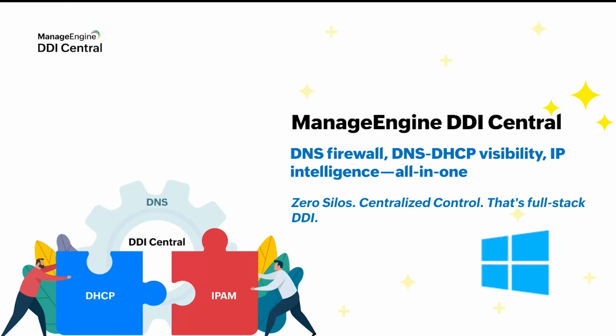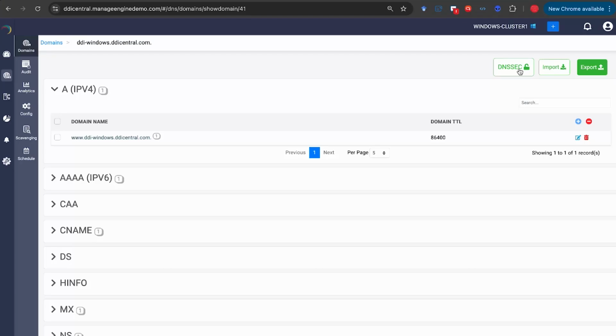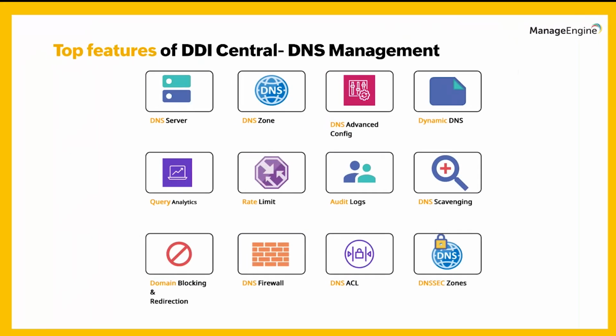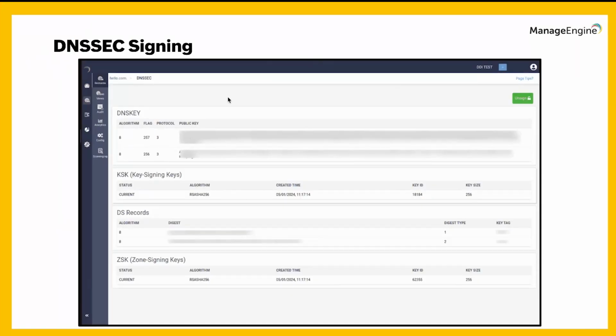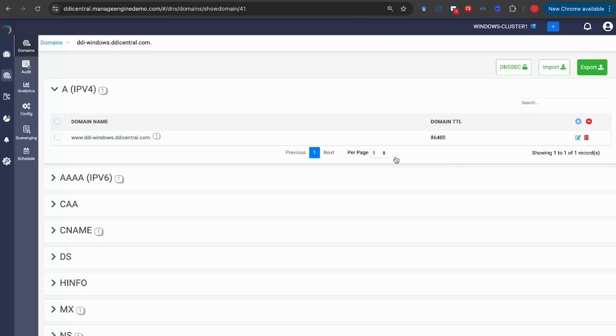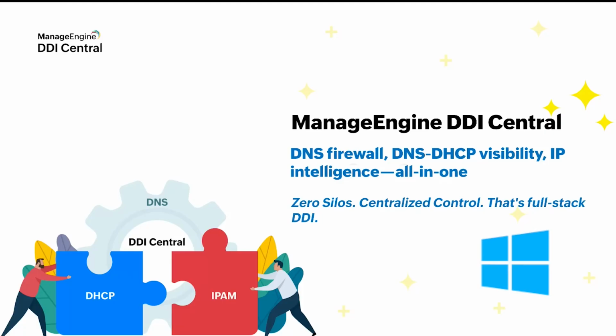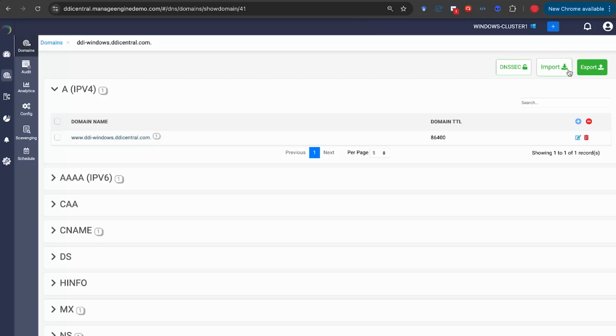Once you get into a domain, you can also start signing the DNS records. So you have the DNSSEC button here. Once you click on it, DDI Central will start signing the records. So let me show you. It will automatically create the DNS key records, KSK, and DS records for a domain, and this will help you prevent domain spoofing, and you can preserve the integrity of your records. So this is very essential if you're security focused. You can get into the records and make amends to them. You can import them as BIND, or you can export them as a text file.